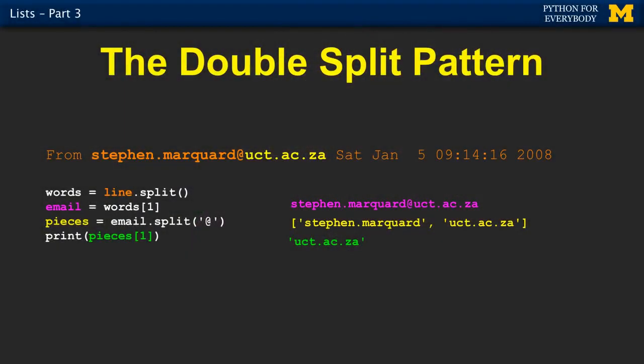I tend to use the word pieces all the time. You see in my code I use pieces, because when I split it, it gets split into pieces. That's why I name my variable pieces. Now this is pieces sub 1. It's not words sub 1, it's pieces sub 1. Words was each of these words, and pieces was the pieces after we split that. Pieces sub 1 is the second part that came after we split with an @.